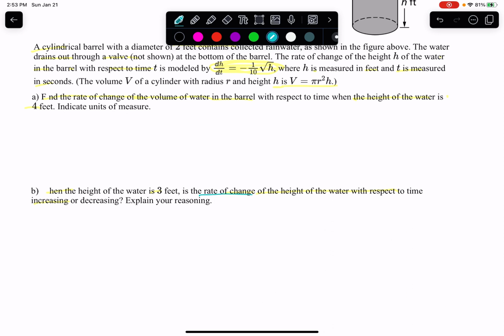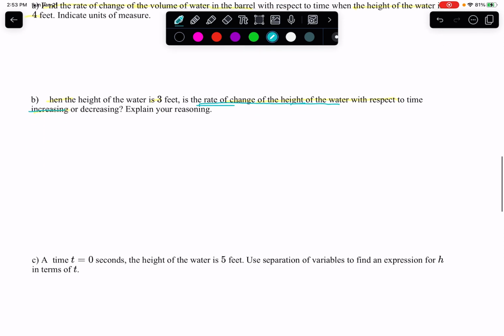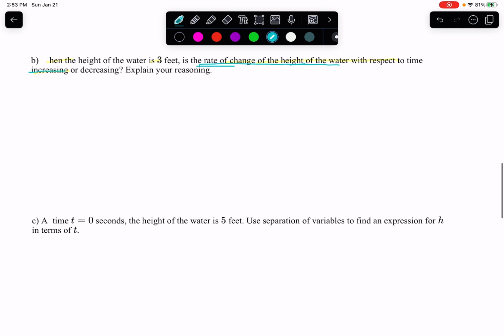Is the rate of change of the height of the water with respect to time increasing? That means the second derivative, and it's talking about the height. So we can take dH/dt and take the second derivative and see whether it's positive or negative, right? If the derivative is positive, it's increasing. If the derivative is negative, it's decreasing.